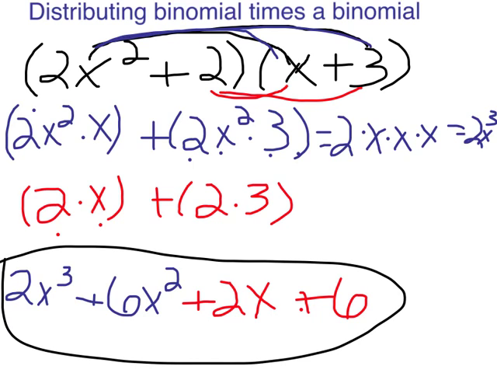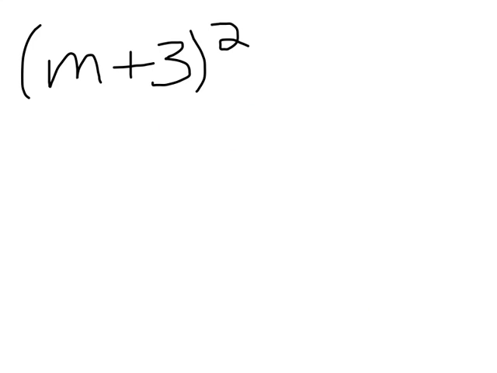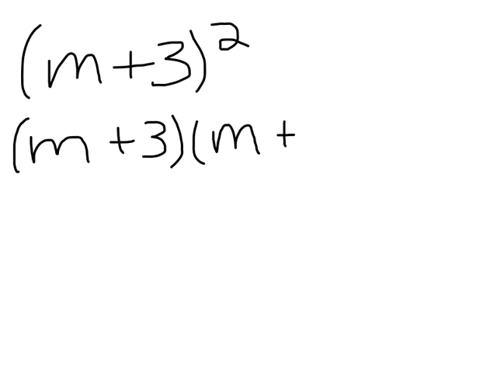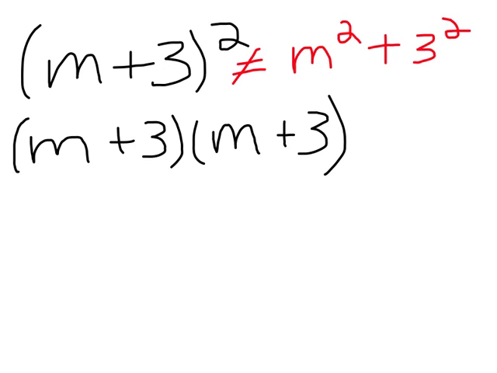So let's do another one. Sometimes when we see something like this, we don't remember, but we should, that it cannot be distributed through. You have to literally write out the parentheses over and over again, and I'll show you why. I'm going to put it in red because it's wrong. It does not equal m squared plus 3 squared. We're going to go through the steps here, and we'll see why it doesn't.